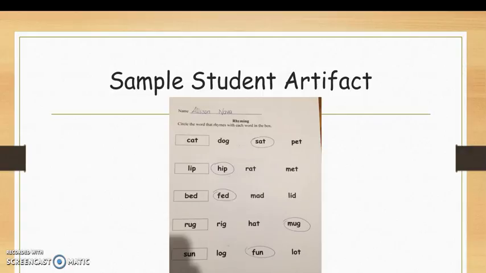Here's a sample student artifact. This is going to be part of the assessment at the end of the unit, and students will have to do this on their own. And of course, for those students who are unable to read the CVC words, there's going to be some pictures that are going to go along with each word, so they're able to read the picture instead of the word.